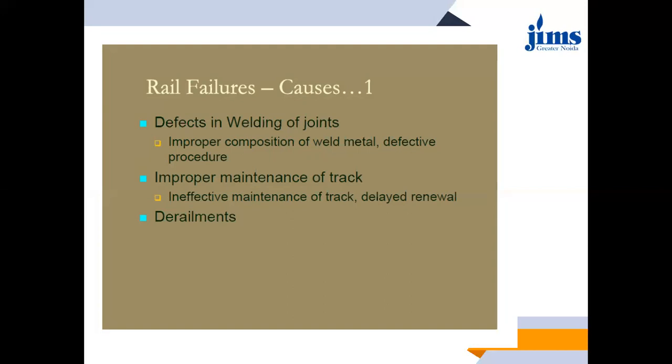Then again, improper maintenance of the track. If the maintenance is not done timely, or it is completed ineffectively, like in some places the team hasn't worked so well, then the ineffectiveness of the track maintenance will be there. Similarly, if the rails are not maintained timely, that also causes improper maintenance of tracks and therefore rail failure.